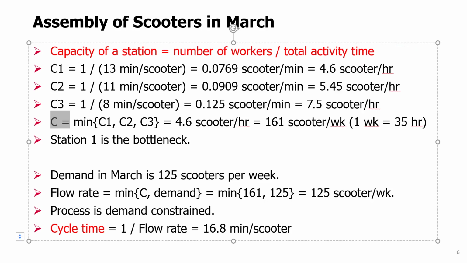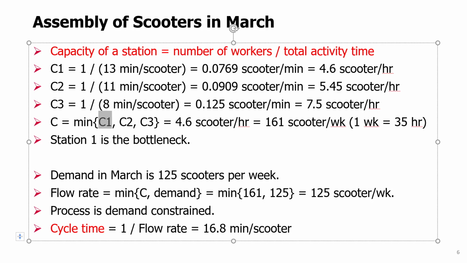So when we calculate the capacity of the whole assembly line, because it's still a linear system, we can calculate it as the minimum of the 3 capacities, and we get 4.6 scooters per hour. If you convert it to scooters per week, assuming 1 week is 35 hours, you get 161 scooters per week. So obviously, station 1 is the bottleneck, because when we were calculating this minimum, it's the capacity of station 1 that was the minimum.